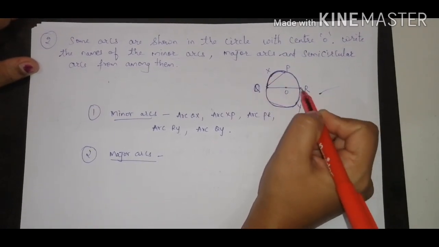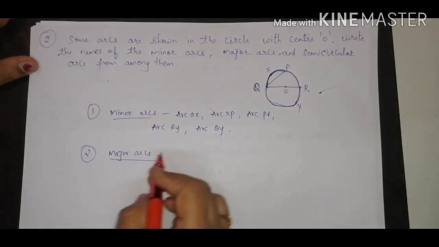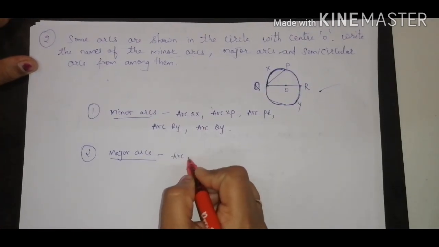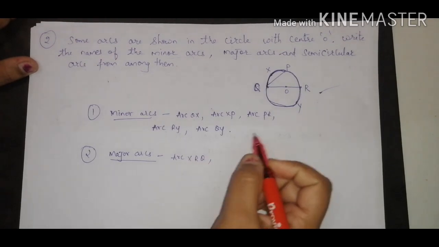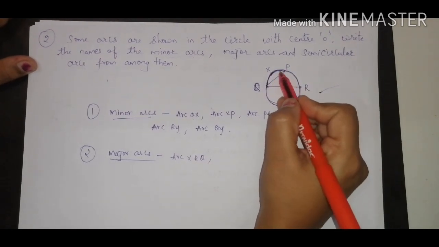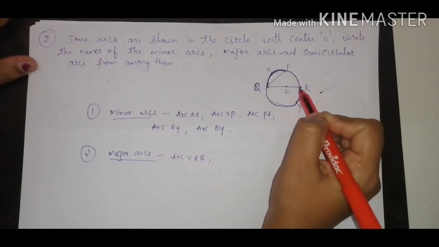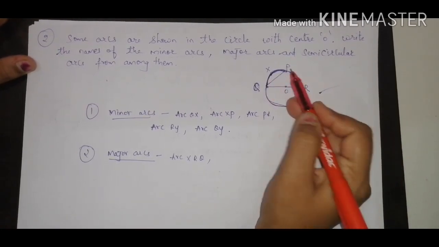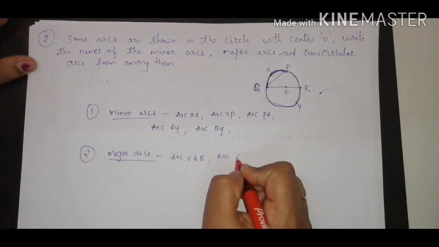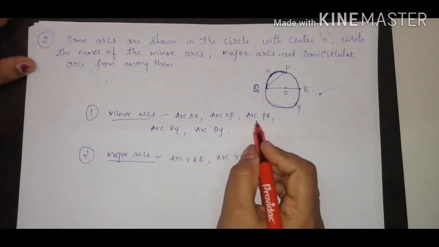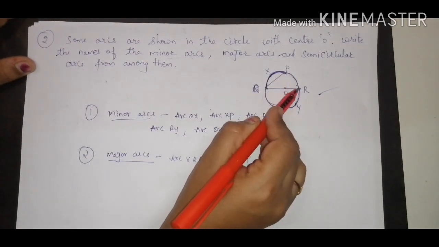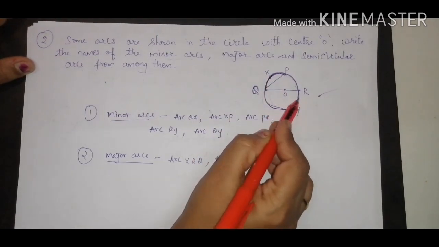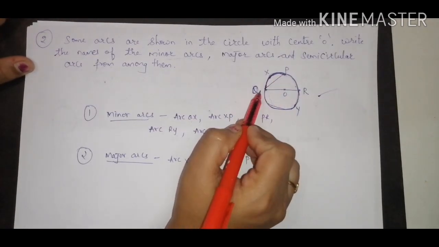So arc XRQ. Then next one we have taken XP. If we leave XP, this remaining full will be the major arc. So arc XYP. Then PR. If we leave this portion, the remaining full is the major arc. So arc PQR.